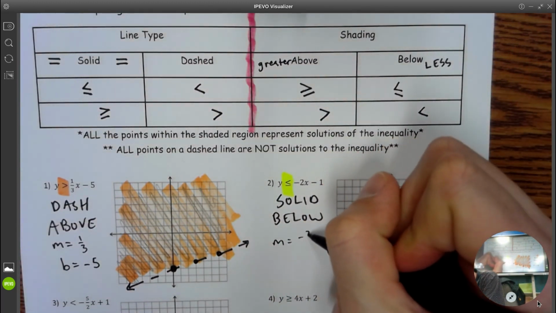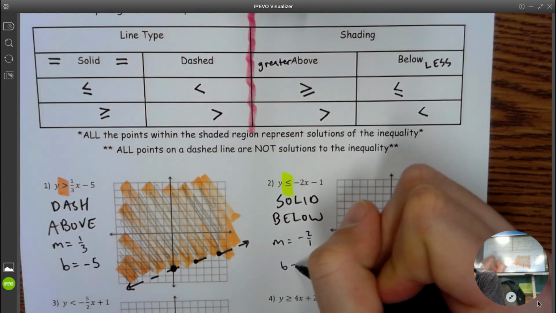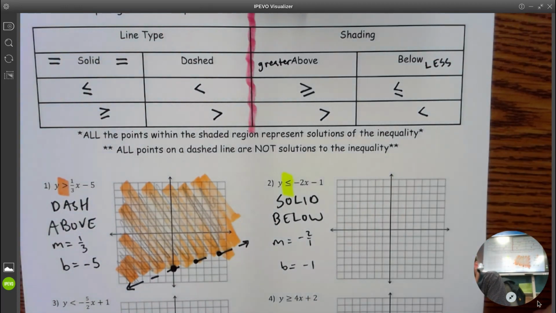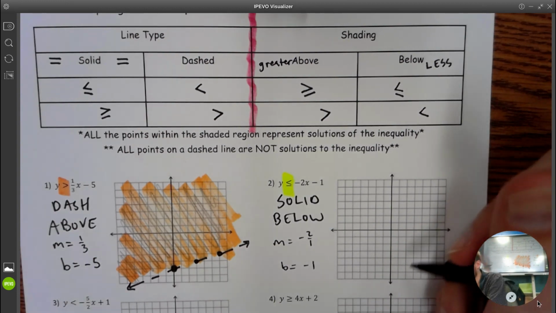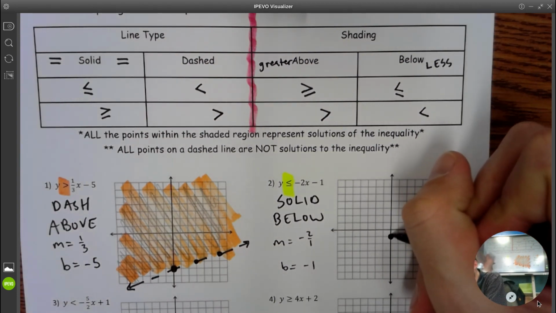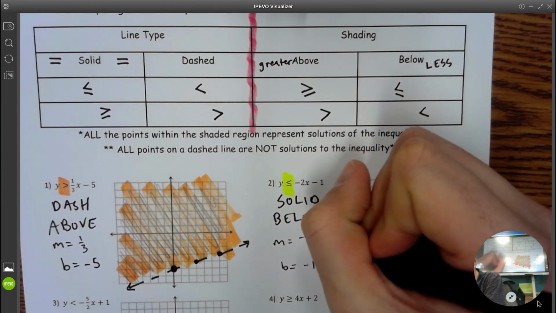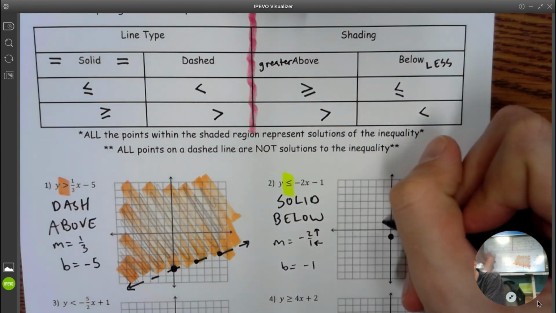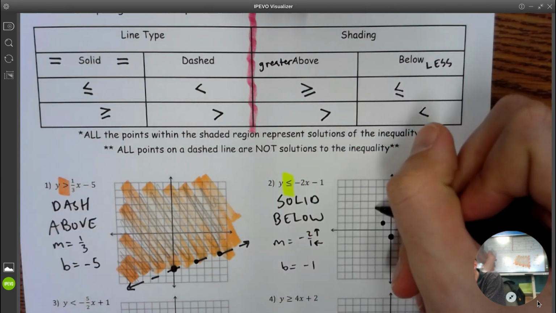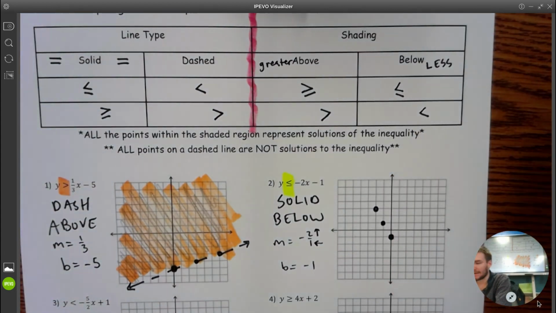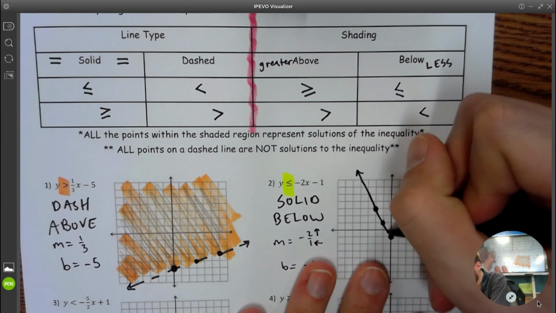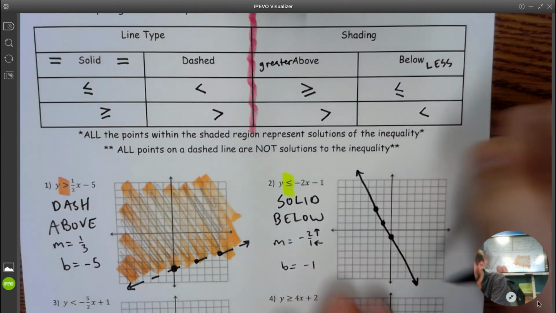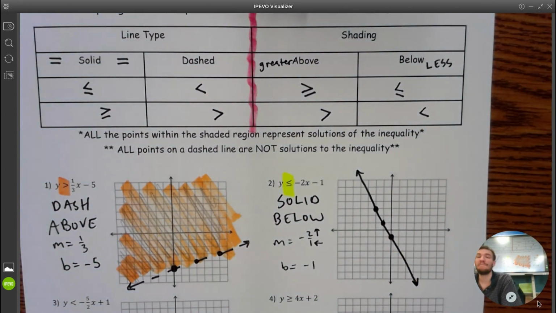My M is -2/1. My B is -1. Hopefully you're thinking, wow, only graphing one line for a question doesn't take very long, right? Start at -1. I'm going to go up and left. 1, 2, 1. 1, 2, 1. I'm going to draw a solid line. And then I need to shade below.